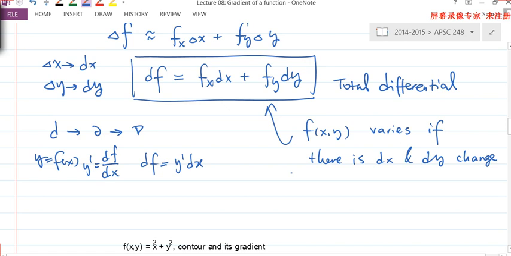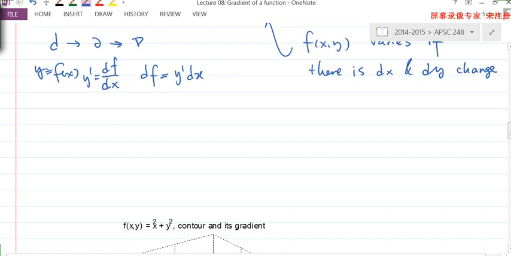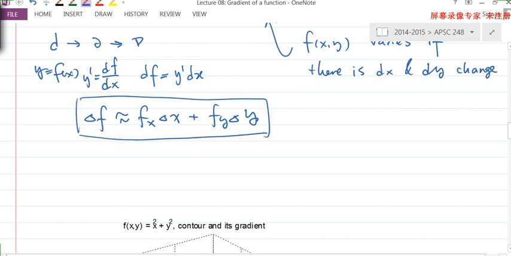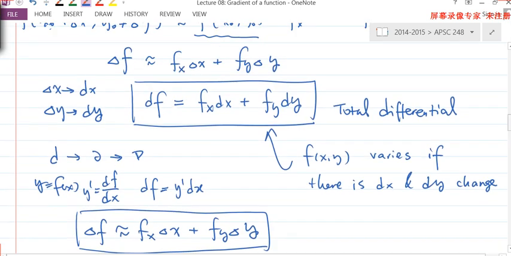One of the examples we often use is how we calculate variations based on certain variations of parameters in the system. I'll show you one assignment example. I'll rewrite this out here. You have this formula to calculate the approximate change in function f. But this is not the total differential. What is the total differential? This one here. See the difference? One is equal, the other is approximate.